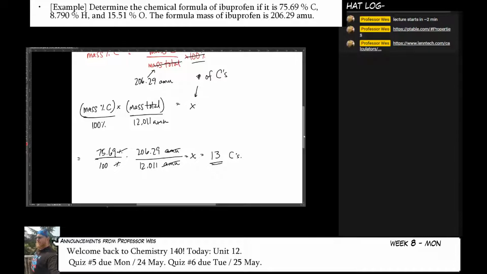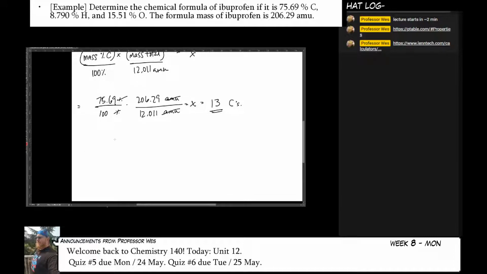And I can do the same thing for all of the other elements there. So we've got hydrogen and oxygen. So let's set up the same formula for hydrogen. That would be mass percent H equals mass of H, which in and of itself equals X times whatever H is on the periodic table, divided by the mass total times 100%.